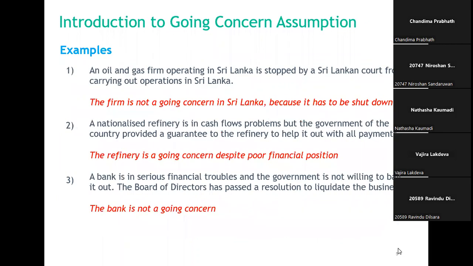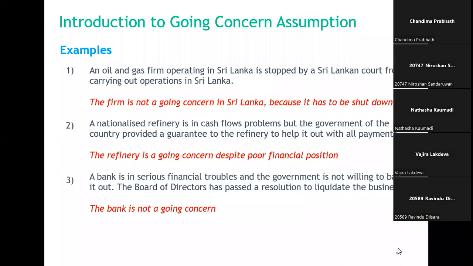Now, in this case, what is that? An oil and gas firm operating in Sri Lanka is stopped by a Sri Lankan court from carrying out its operation in Sri Lanka. So they have no choice other than liquidating it because they cannot operate. So they have been suspended by a court order. So in that case, can they prepare the financial statements on the basis that the entity is a going concern? No. So they have to prepare the financial statements on a different basis.